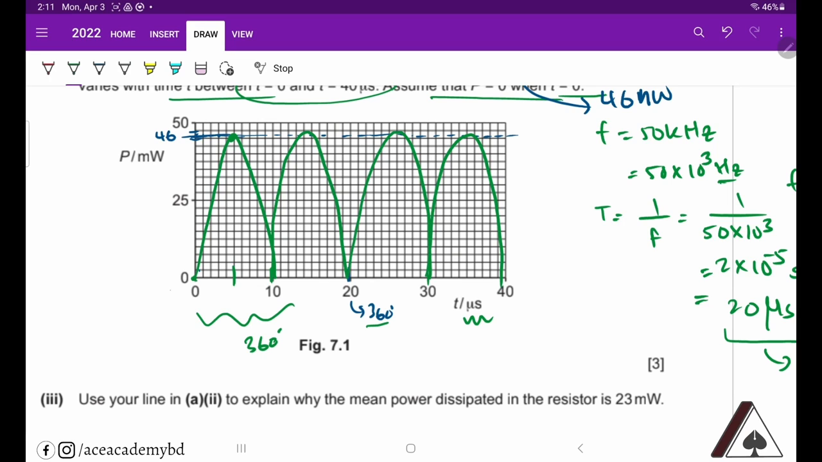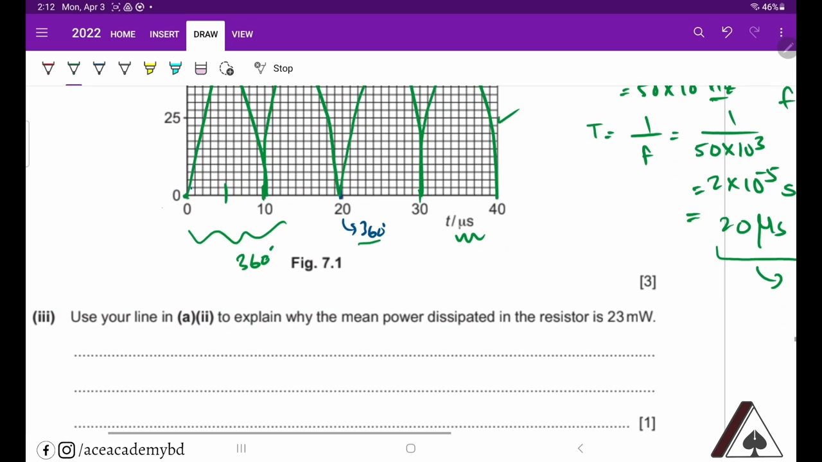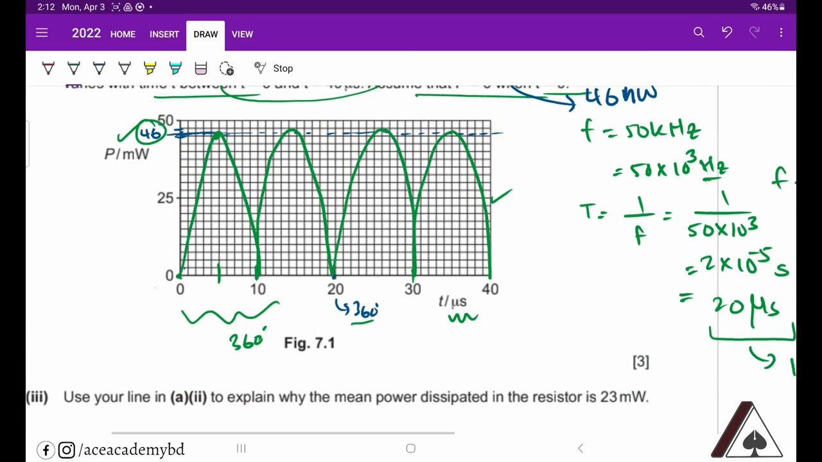This is a graph which I drew very roughly, and roughly this sort of shape will score you the marks in this question. The point they are looking for is that the peaks are shown at 46 milliwatts, with the correct sinusoidal shape, and there should be 4 cycles. So that's it.